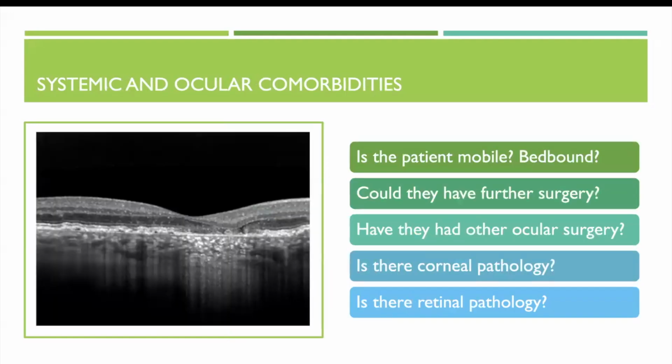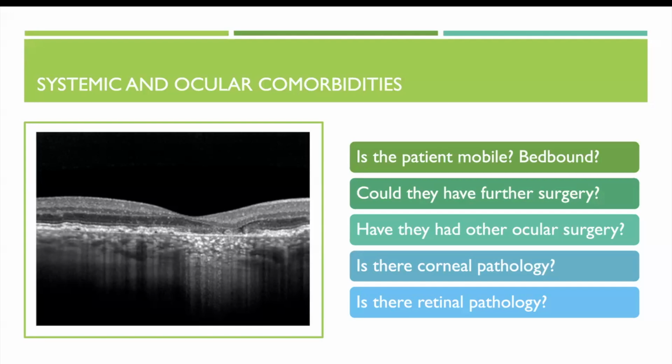Then think of the systemic and the ocular comorbidities. Is the patient mobile? Are they bed bound? And when you're thinking about this and whether or not they could have further surgery, part of the reason I think about this is when it comes to deciding whether or not I want to put in a lens that I may, for whatever reason, although unlikely, have to change or replace. And that tends to be the case with your toric lenses.